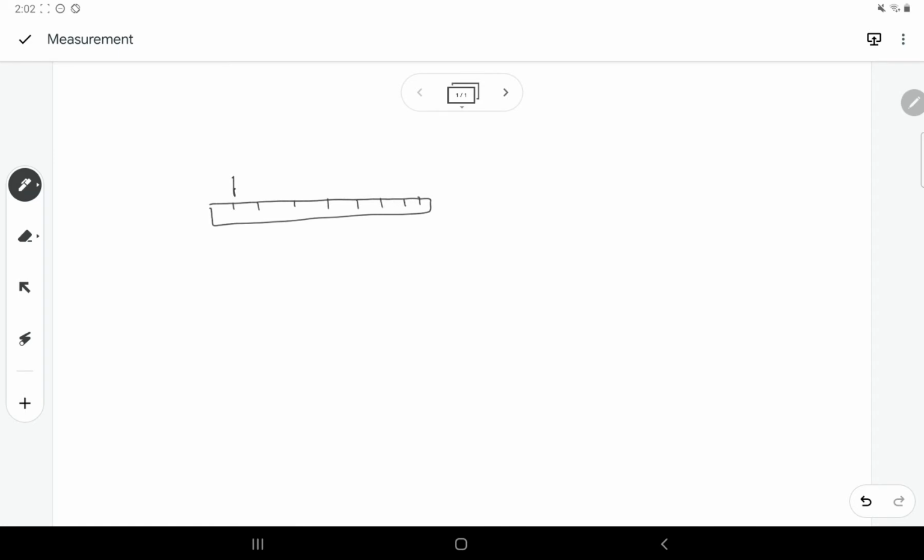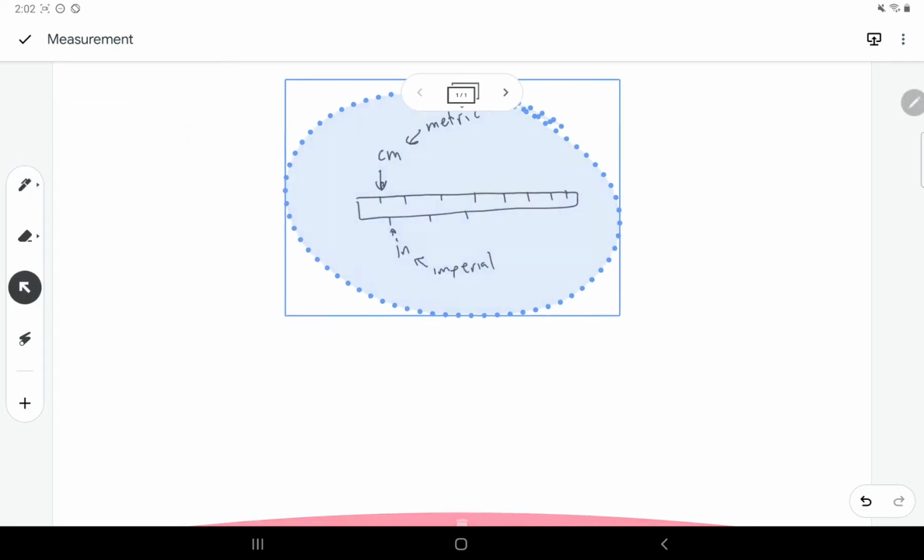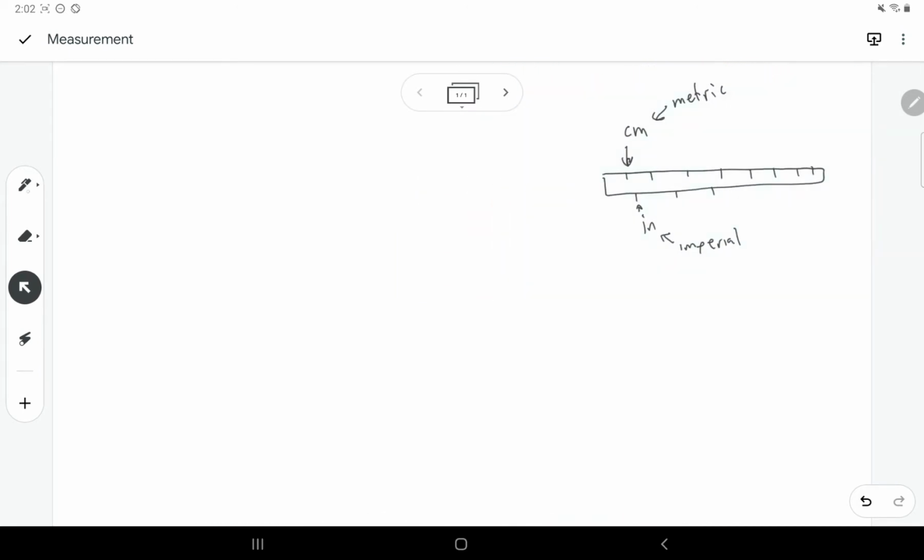You might see centimeters, cm, on one side. You might see inches on the other. So that's part of the metric system and the imperial system. Okay, so knowing what they are is fine, but how do we use them, and more importantly, how big are they? If you're looking at a ruler, you might know this immediately, but if you're not, how do we figure this out? Let's break it down into the systems first.